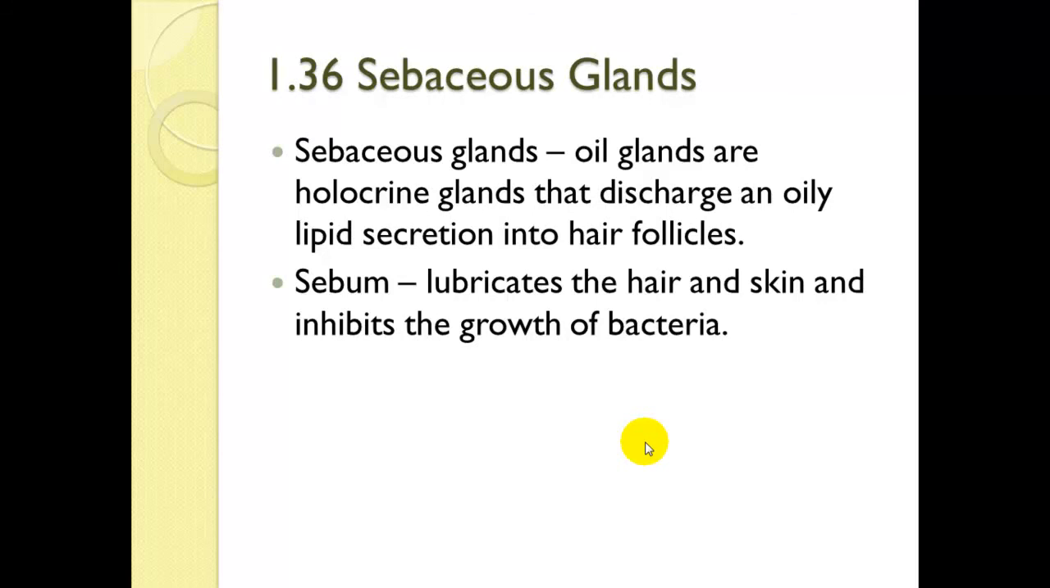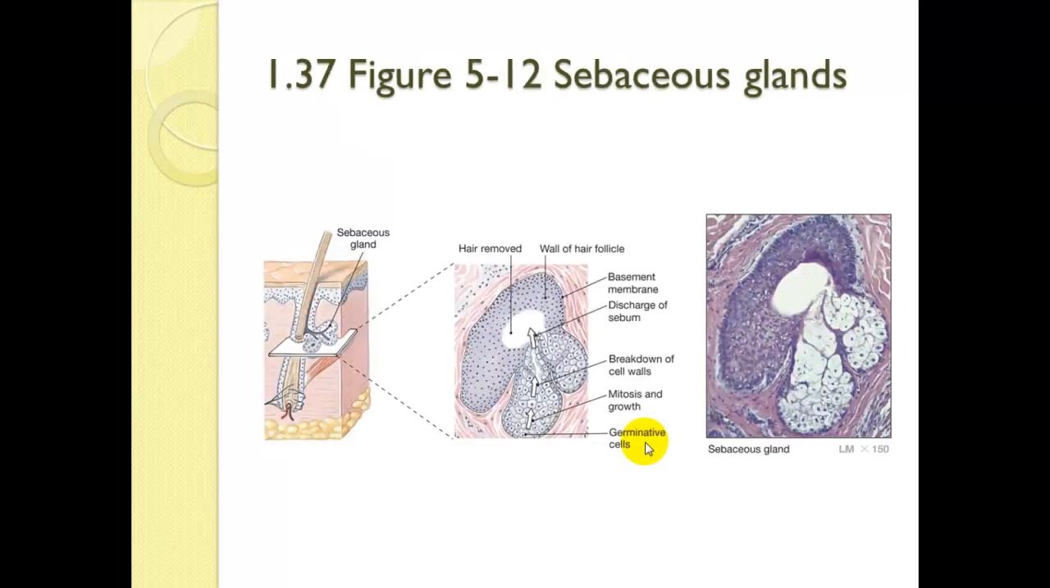Sebaceous glands. Sebaceous glands, oil glands, are holocrine glands that discharge an oily lipid secretion into hair follicles. And then sebum lubricates the hair and skin and inhibits the growth of bacteria. So sebum is kind of a part of the immune system in that it inhibits bacteria from growing on the surface of our skin, which is kind of a good thing.